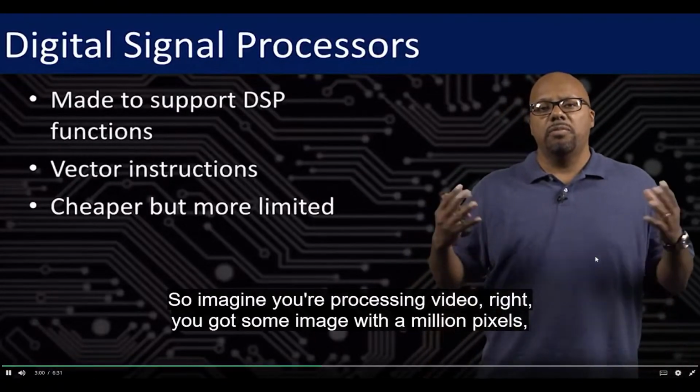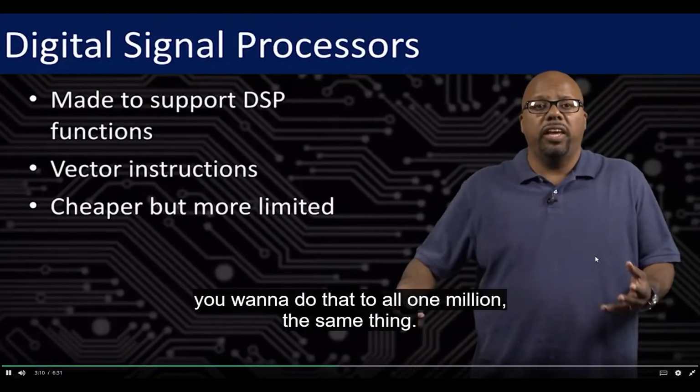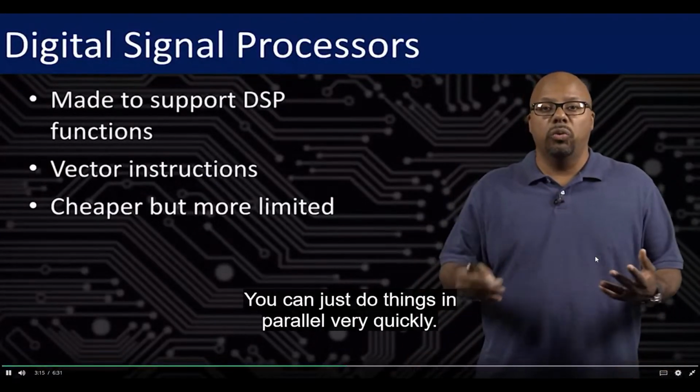So imagine you're processing video. You've got some image with 1 million pixels, which is even a lot, and you want to perform some blur or some operation on the pixels. Whatever operation you perform on one pixel, you want to do to all 1 million, the same thing. So vector operations are very useful for things like that. You can do things in parallel very quickly.